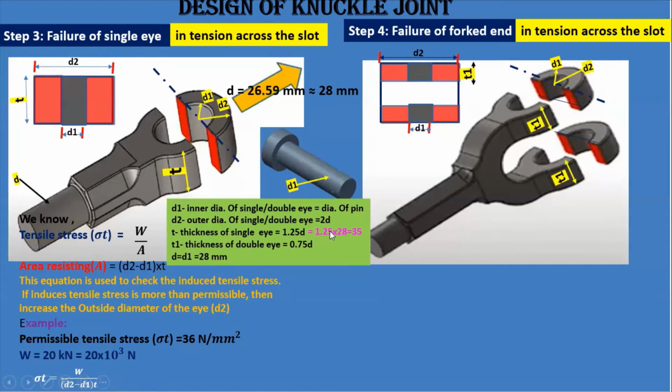तो T मेरे पास कैसा मिल रहा है? 1.25 into D. D is 28. Okay, so I got a T here. तो चलो T का वैल्यू हमको मिल चुका है. Then I want a D2. So D2 is how much it is given? 2D, right? 2D means if I have to put the 2 into 28, that will be 56. What is the D1? D1 is 28. So students, I have just substituted the value and I got 20.40 Newton per square millimeter.